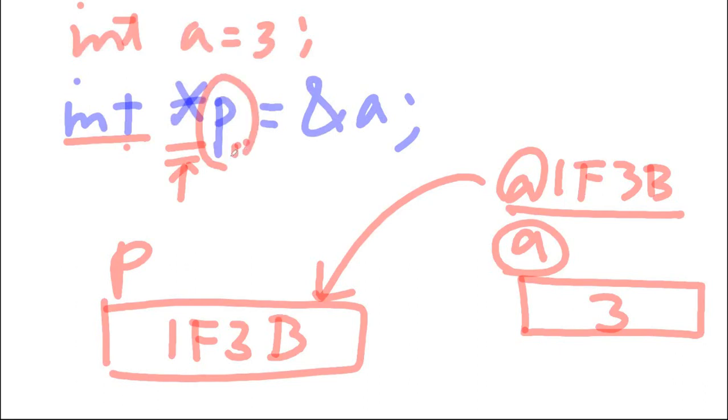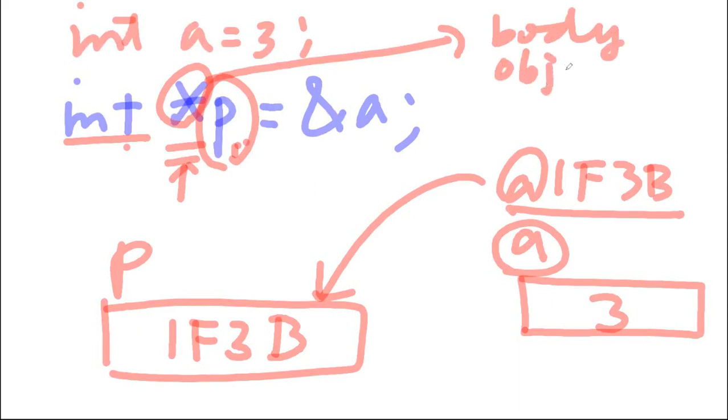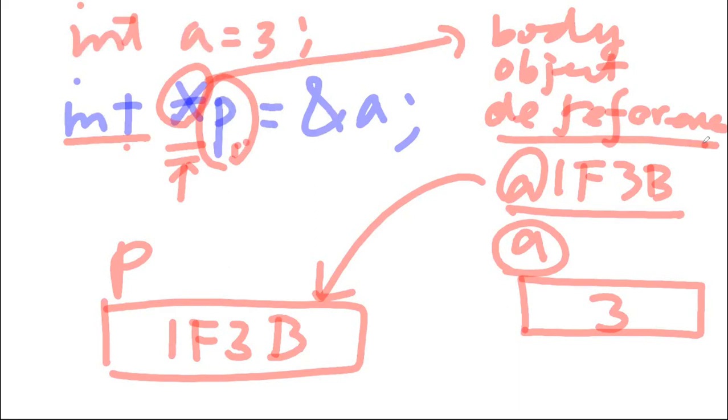The body of P is an integer. This guy we call body, and sometimes it's called object, or sometimes called dereference. It's a reverse operation for reference, so it's also called dereference. So the body of P is an integer, and P got assigned with the address of A. So this P becomes a pointer to this A variable.